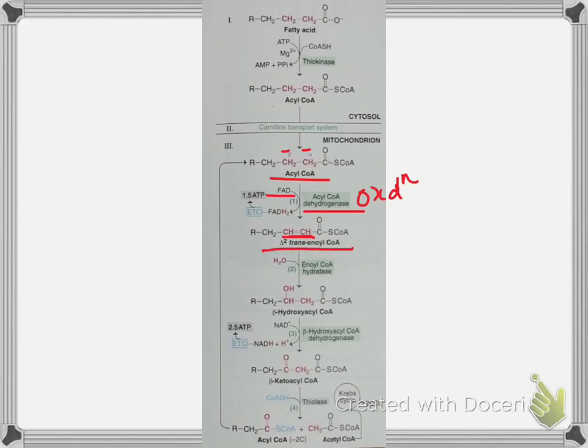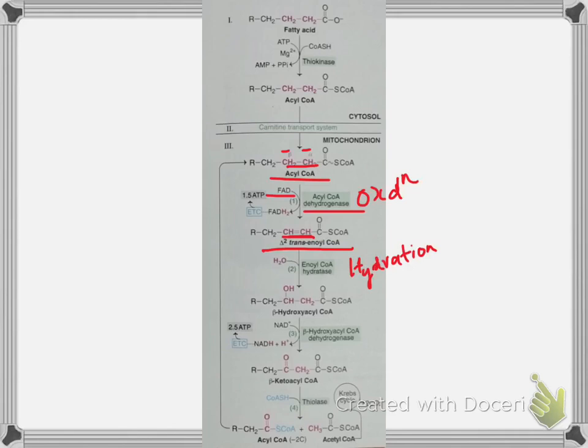Delta 2 trans-enoyl CoA. In the first step of oxidation, the acyl CoA undergoes dehydrogenation by an FAD dependent flavoenzyme acyl CoA dehydrogenase to form delta 2 trans-enoyl CoA. Here a double bond is formed between the alpha and beta carbon.